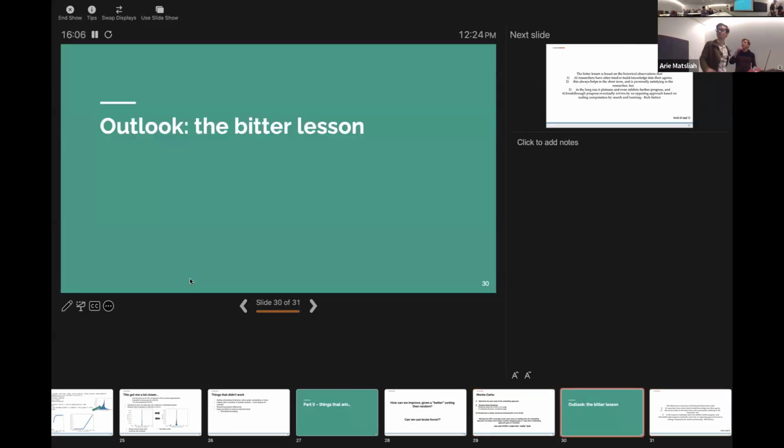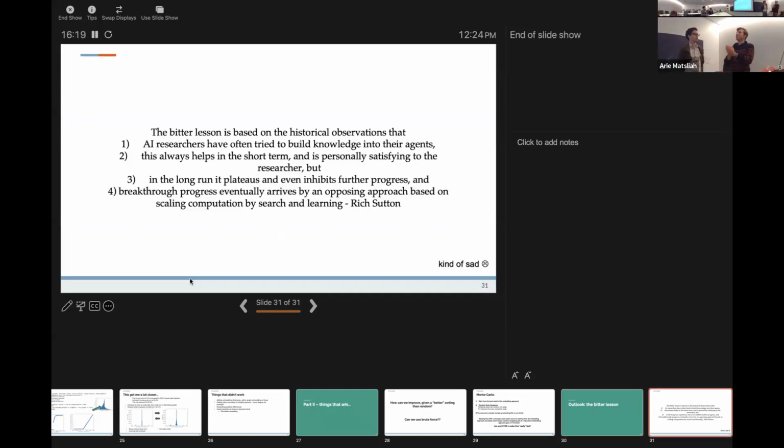Okay, and we wanted to tie this into some literature that Gary Young cited here. There's a very famous paper from 2019 by Rich Sutton, who did a lot of reinforcement learning, called The Bitter Lesson. It's highly worth the read. I'm just going to reiterate it here a little bit. The bitter lesson is based on the historical observation that AI researchers have often tried to build knowledge into their agents. Look at all the AI from the 80s and the 90s. This always helps in the short term, and it's great for a researcher because you came up with something smart and it works. But in the long run, it plateaus and inhibits further progress.